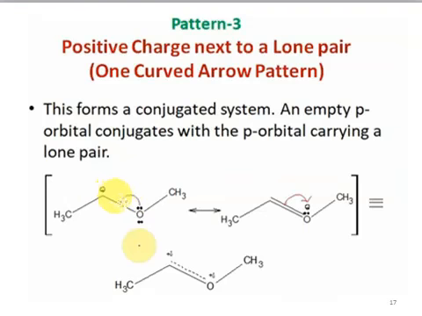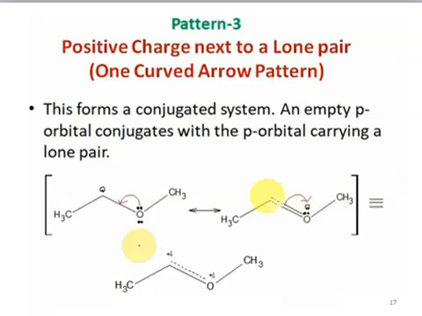The lone pair can donate 2 electrons. Since we are moving 2 electrons, we have to make use of the full-headed arrow, the normal arrow. This arrow will go towards the positive charge here, so we'll get a double bond. Since this oxygen has given 2 electrons, it will get a positive charge right here. And in order to convert the structure back, just shift the electrons back towards the oxygen. So you'll get the positive charge back on carbon, and the oxygen will get its lone pair back.